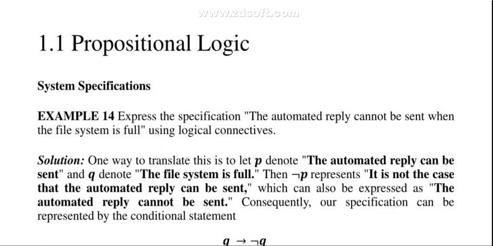So coming to example number 14, again the same. Express the specification: the automated reply cannot be sent when the file system is full, using logical connectors. So again the same one. If this one is Q, this statement is represented by Q up to this. Again this is a conditional. The file system is full. If you are using the file system is full, there is no need of negation. But if you say the file system is not full, you will use the negation. So you can see in the solution now.